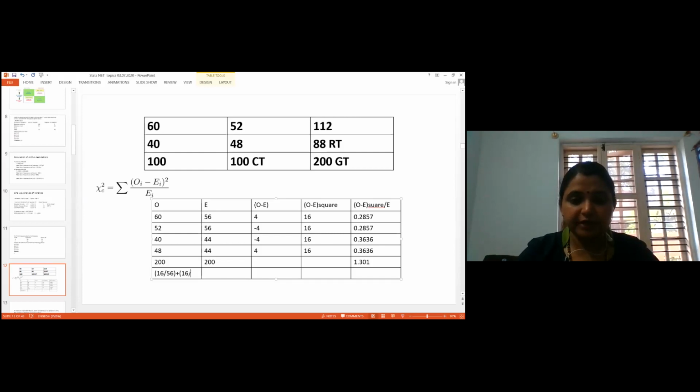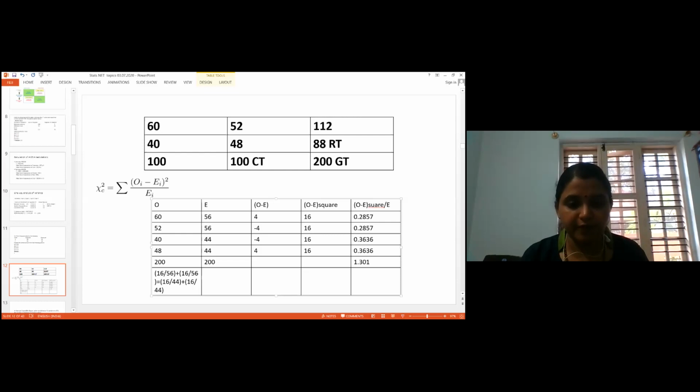16 divided by the corresponding value 56, plus the next value, 16 by 44. Plus 16 by 44. I see that one of the values has turned out to be 44, right? Observed value 44. Corresponding values. Plus.